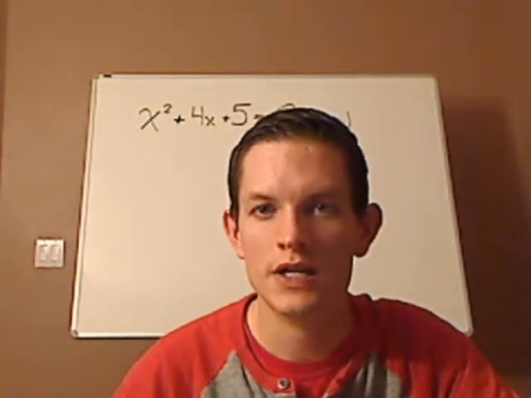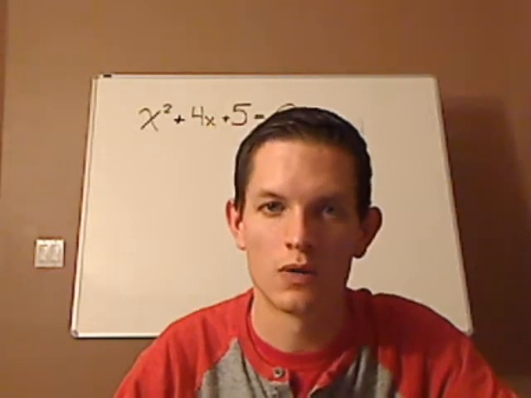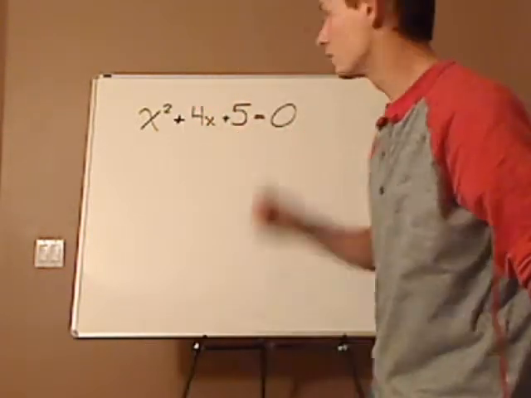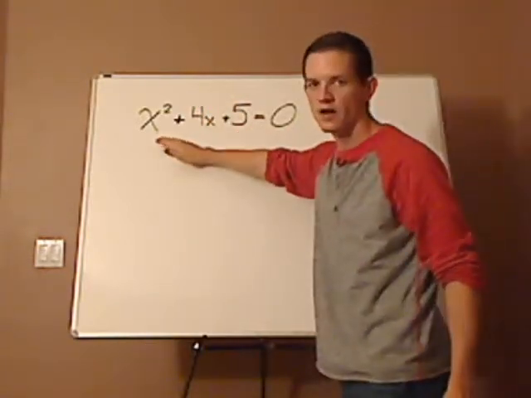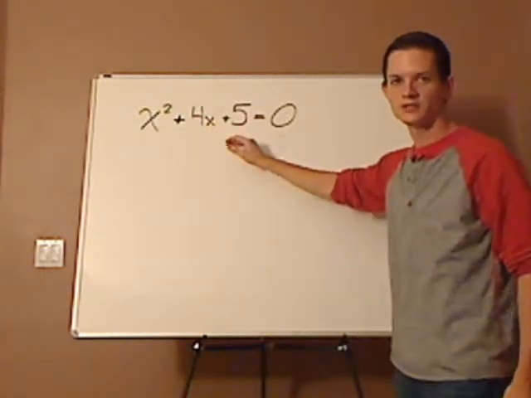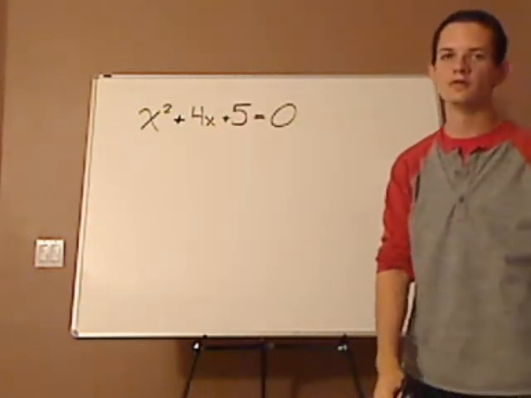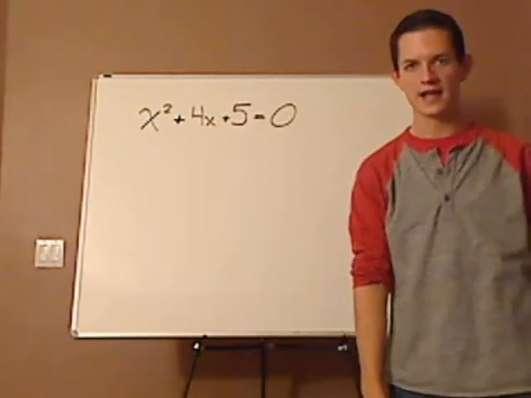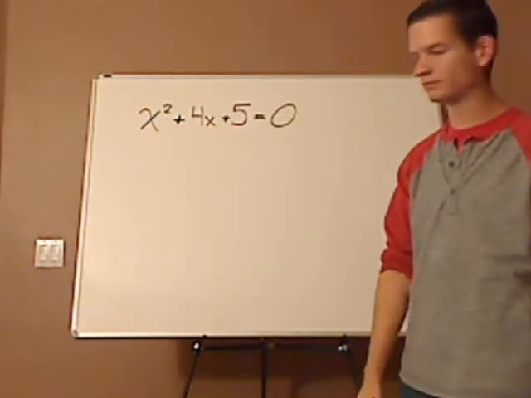Hi, I'm JD, and today we're going to be doing a quadratic equation. The quadratic equation here is x squared plus 4x plus 5 equals 0. So if you would, pause the video and see if you can do this problem on your own.